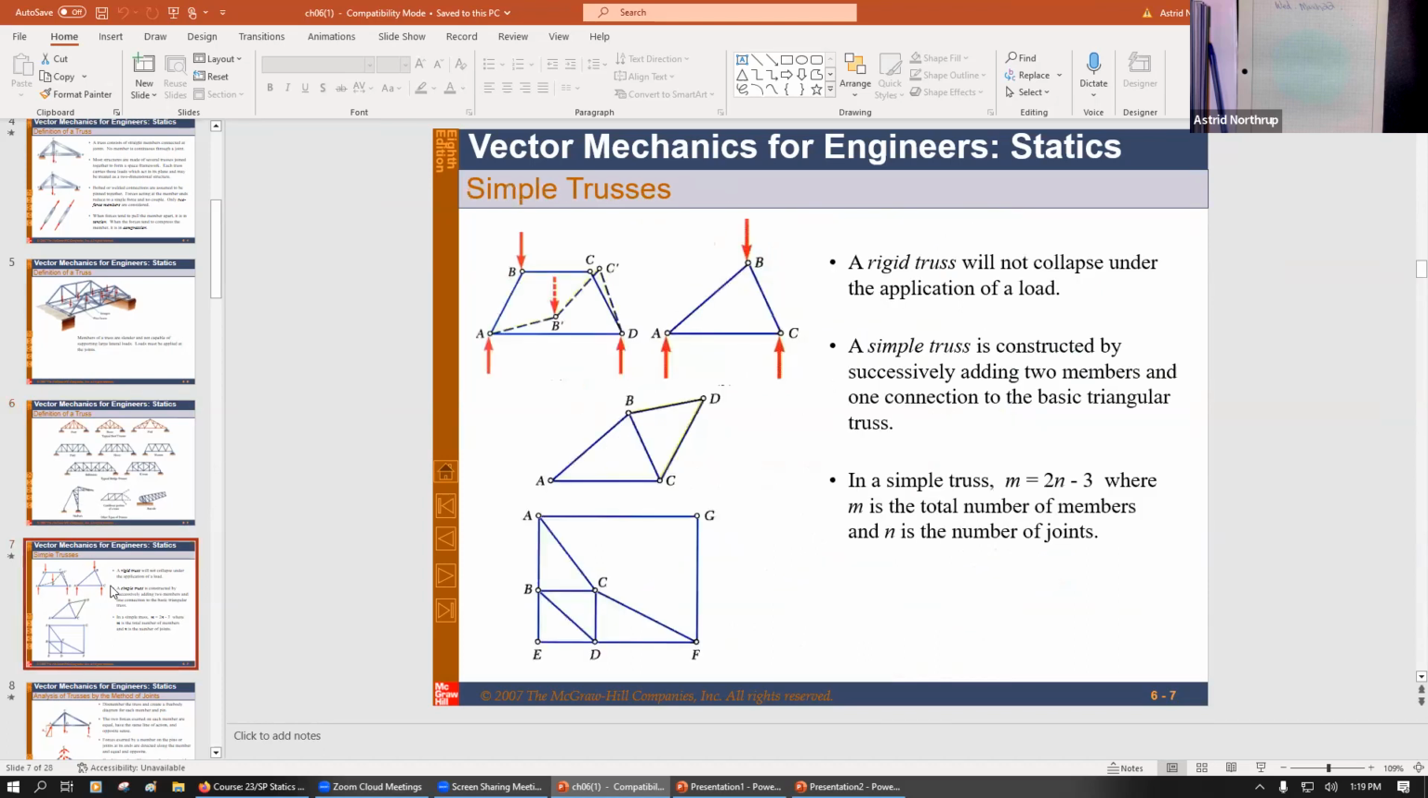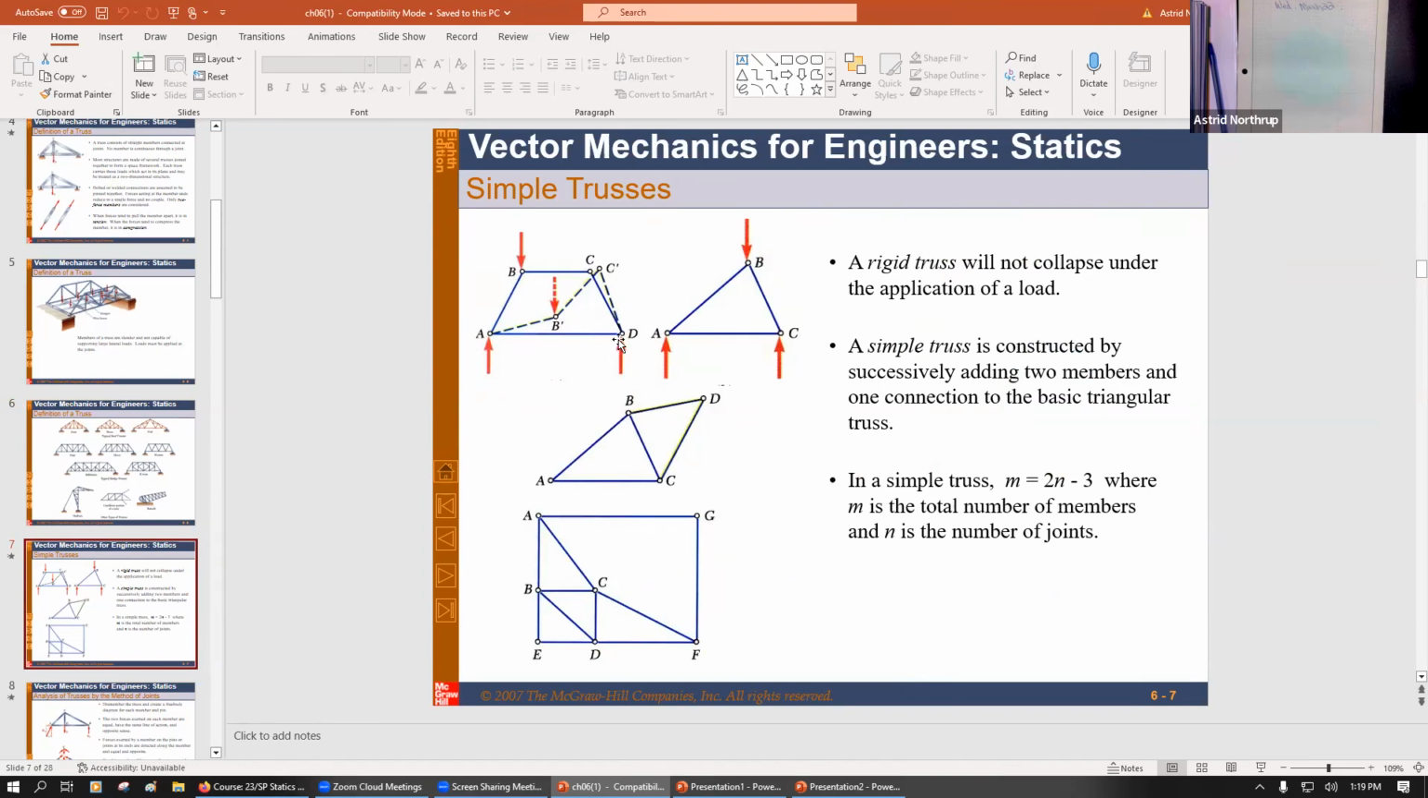All right, so here's just some ideas about simple trusses. Once again, a simple truss, the kind that we're interested in this class, is called a rigid truss because it does not collapse with the application of a load. So the diagram here of this quadrilateral ABCD is not a truss.